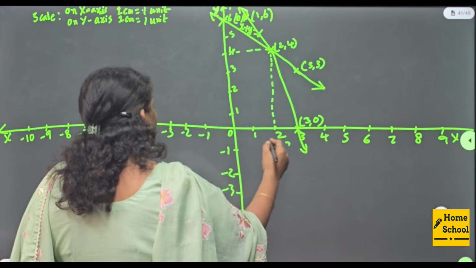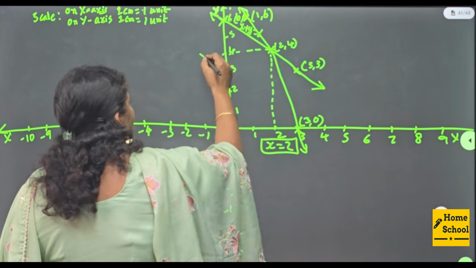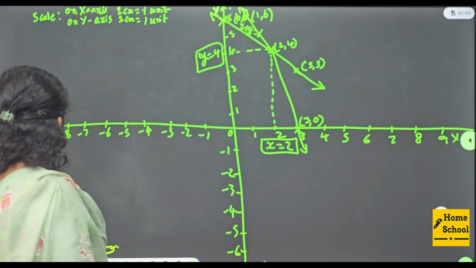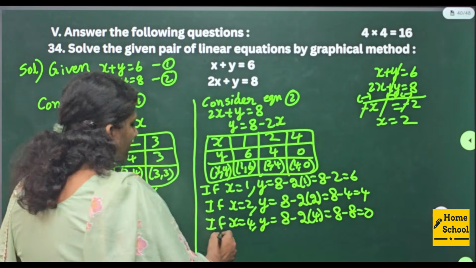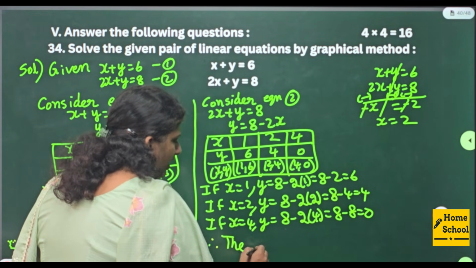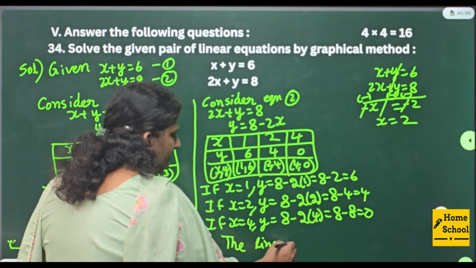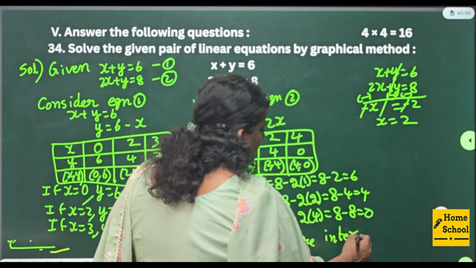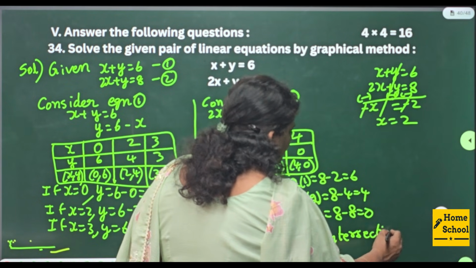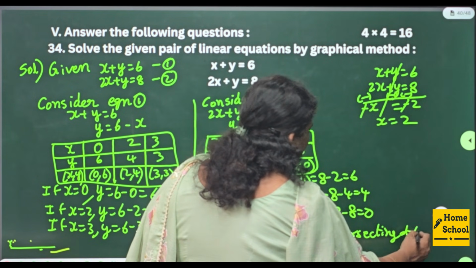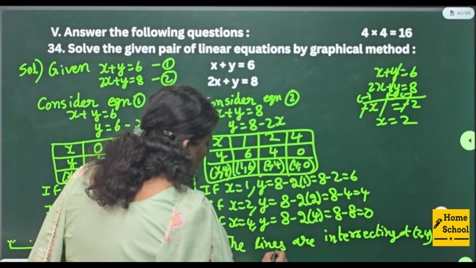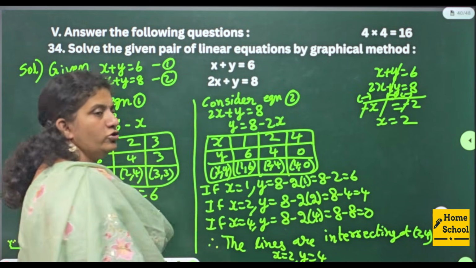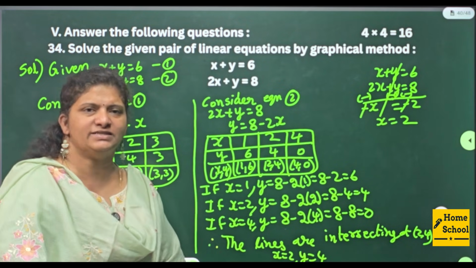X is equal to 2 and y is equal to 4. So before, go back and write: therefore the two lines are intersecting. The lines are intersecting at (2, 4), where x is equal to 2 and y is equal to 4 are the solutions of these two equations graphically.